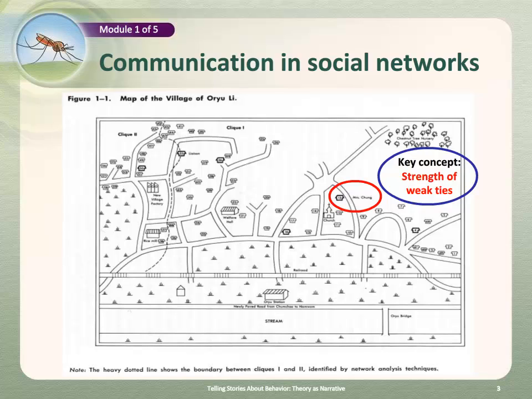Now, Mrs. Chung represents one of the key concepts in the diffusion of innovations, which is called the strength of weak ties. Because Mrs. Chung was an outsider, it was a little bit easier for her to introduce new ideas into the village. In other words, while people in a village may have strong ties to each other, they know each other well, they do things together, they go to the market, and so on, an outsider may be a very powerful influence in the community because they have access to information from outside the community.